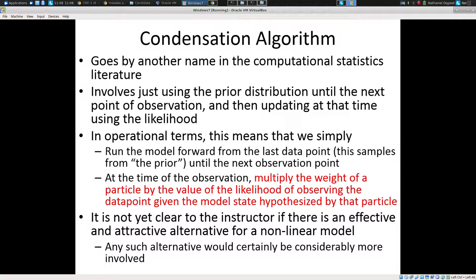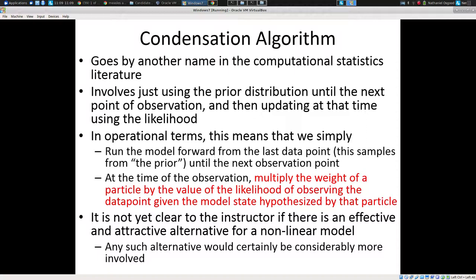So more sophisticated schemes would not just take the weights as they were after the last observation and run the model forward, having the particles evolve but keeping the weights the same. They would have the weights evolving all along the way as well, which is more sophisticated. It would anticipate coming observations and so on. It turns out, for nonlinear models, it's not clear to me that that would be fruitful or possible.